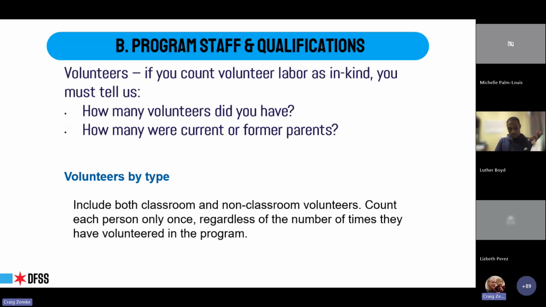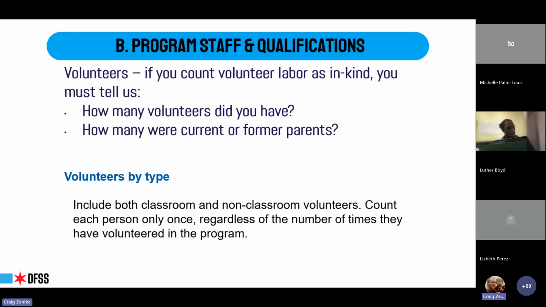Section B is program staff and qualifications. The first thing here is volunteers. If you are counting any volunteers as part of your non-federal share, as in-kind contributions, you need to give us the information about volunteers. This is straight from the form itself: you need to include both classroom and non-classroom volunteers, and you count each person only one time, no matter whether they've been there for 1 hour or come in regularly a couple times a week.